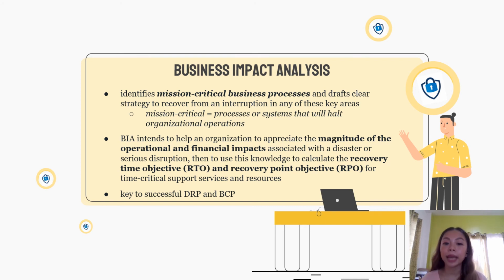BIA intends to help an organization appreciate the magnitude of the operational and financial impacts associated with a disaster or a serious disruption, and then to use this knowledge to calculate the recovery time objective or RTO and the recovery point objective or RPO for time-critical support services and resources. For most organizations, these support resources include facilities, IT infrastructure, hardware and software, vital records, data, and even business partners. A very good implementation of BIA is key to a successful implementation of DRP and BCP.